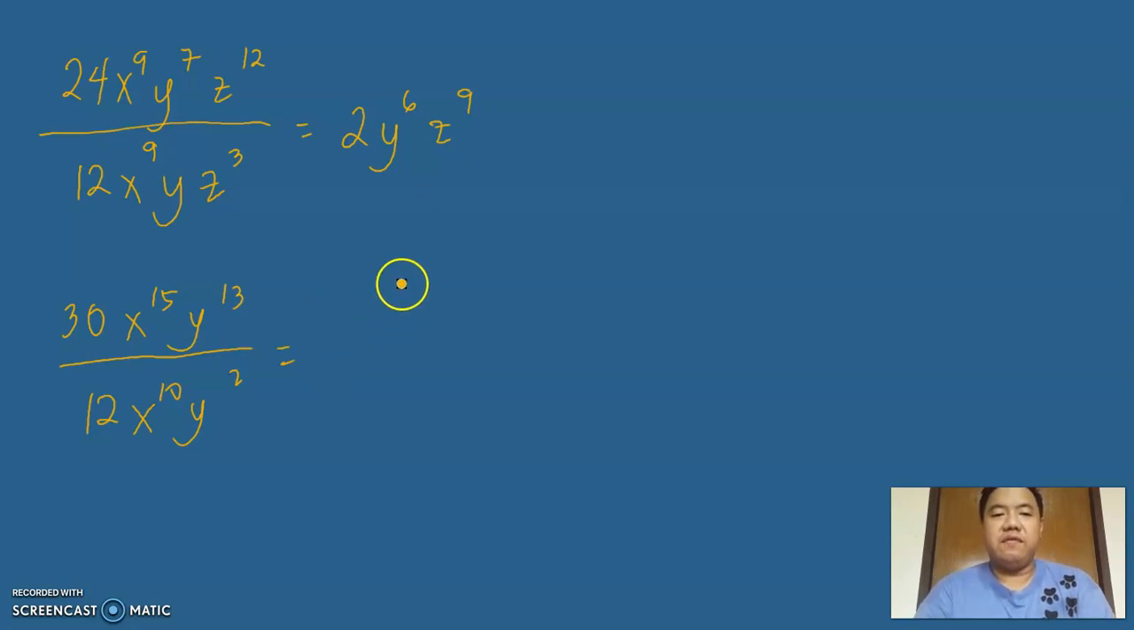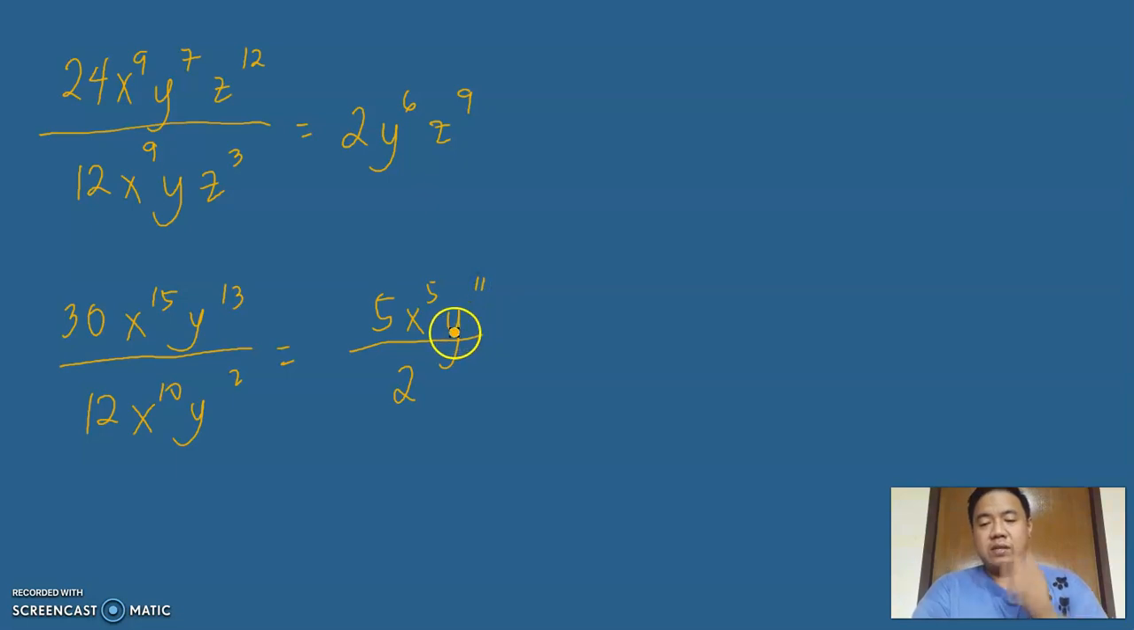So 30 divided by 6, it will be 5 over 12 divided by 6 is 2. And then x raised to 15 divided by x raised to 10, it will be x raised to 5. Very good. And then the y, it's y raised to 11. So sa numerator na rin po lalabas yung sagot niya. Okay? So that is if we are dividing one term by a one term.